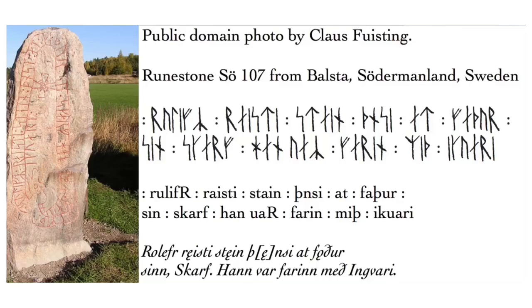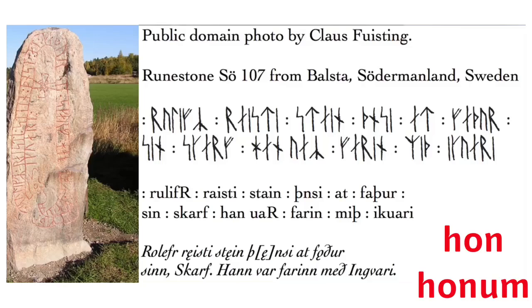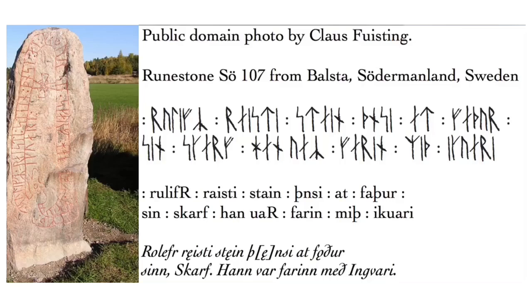The word han, typically this word and related words like hon, she, honum, to him, will be written with the vowel ur, but sometimes you will see os because these are from originally a long nasal vowel, but that's fairly archaic, so only in pretty old inscriptions.